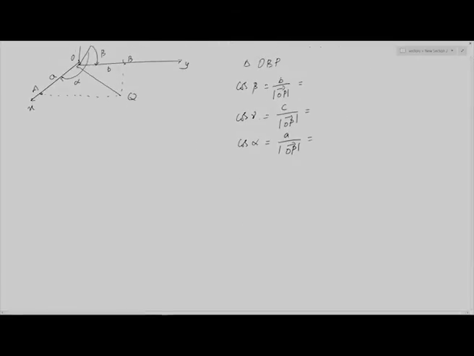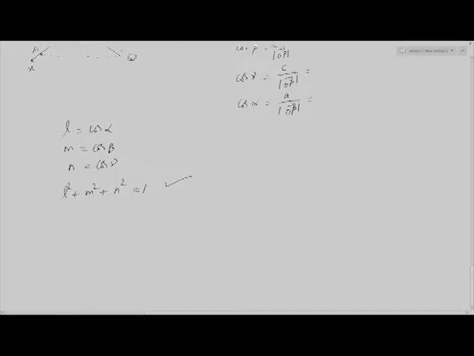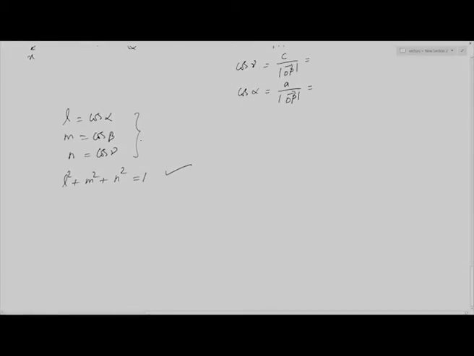Now, it is customary to write l is equal to cos alpha and m is equal to cos beta and n is equal to cos gamma, and it is easy to see that l square plus m square plus n square is equal to 1. And these l, m, n are called direction cosines of the point P.